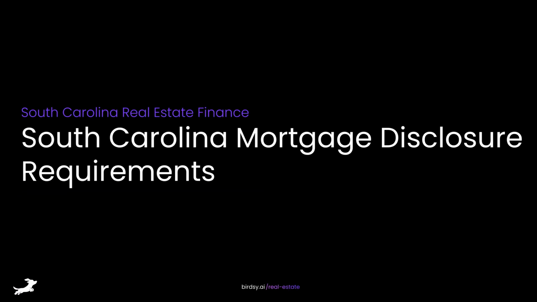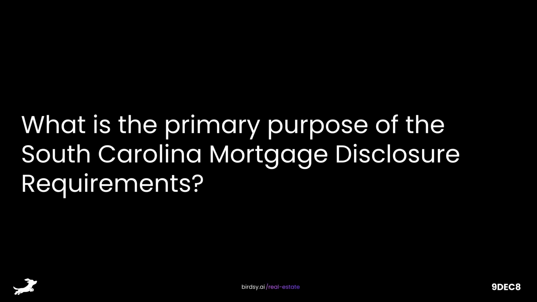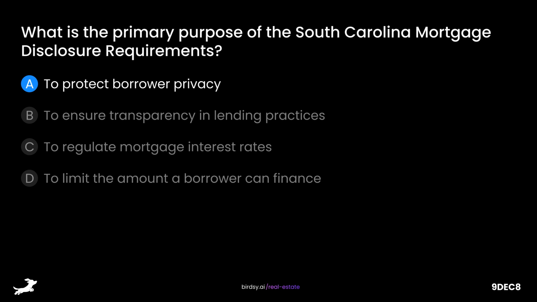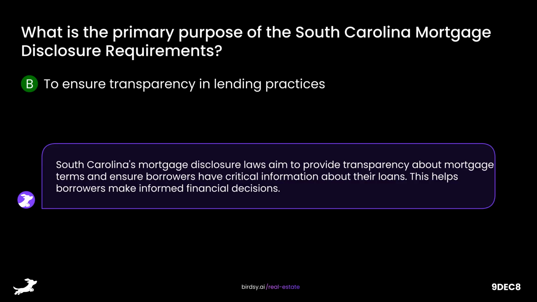South Carolina mortgage disclosure requirements. What is the primary purpose of the South Carolina mortgage disclosure requirements? Is it A, to protect borrower privacy, B, to ensure transparency in lending practices, C, to regulate mortgage interest rates, or D, to limit the amount a borrower can finance? The answer is B, to ensure transparency in lending practices. South Carolina's mortgage disclosure laws aim to provide transparency about mortgage terms and ensure borrowers have critical information about their loans. This helps borrowers make informed financial decisions.